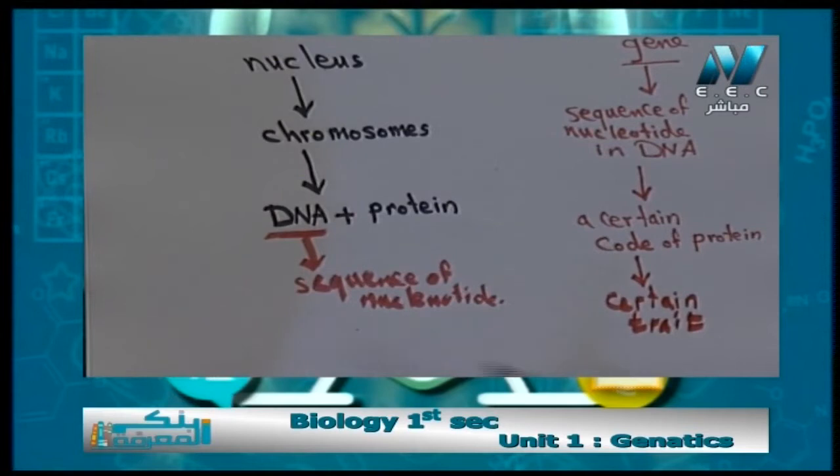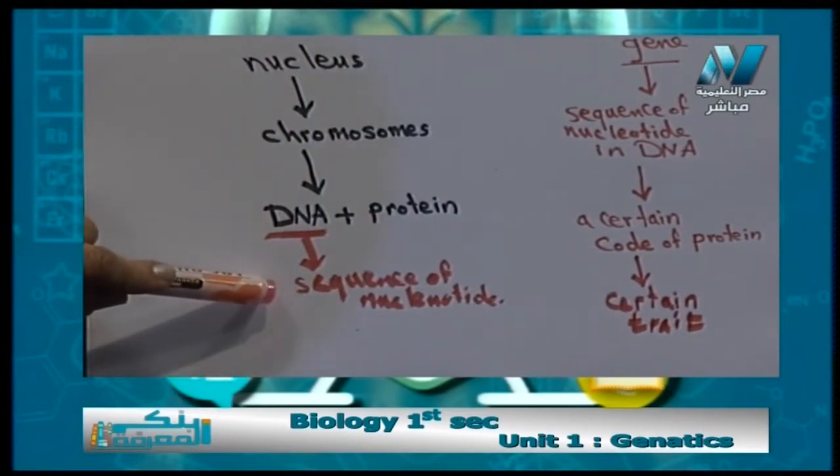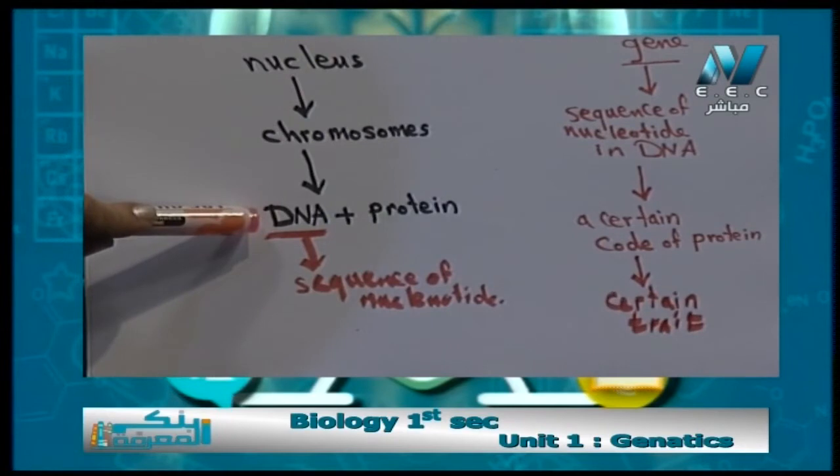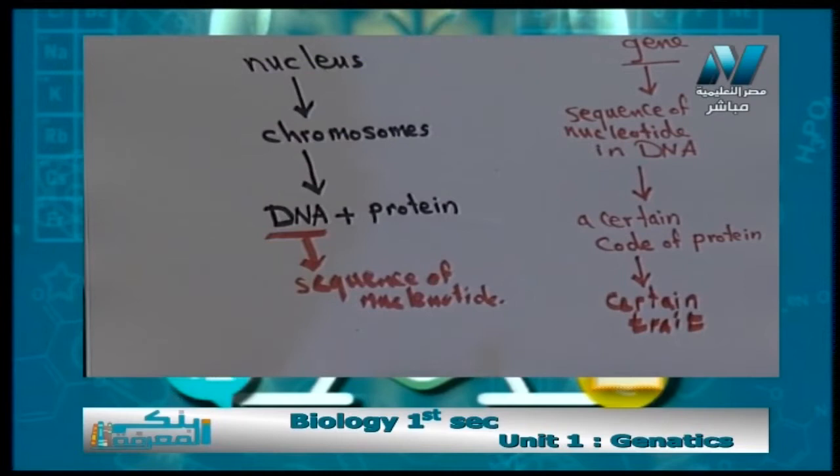Again, nucleus inside your body containing chromosomes. Chromosomes structure is DNA plus protein. The building unit of the DNA is nucleotide, sequence of the nucleotide making DNA. DNA carry gene, sequence of nucleotides that make a certain code of protein that help to appearing a trait.